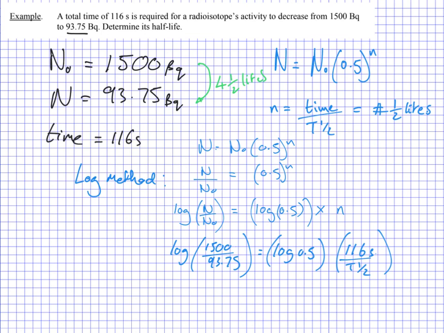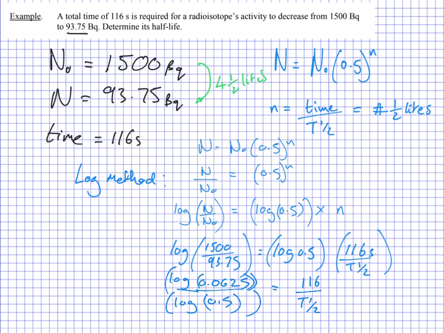So we'll keep going. 1500 divided by 93.75 is 0.0625, and that's going to be the log of that, so log of that divided by the log of 0.5. Let's put these in brackets. There we go. That's going to be equal to 116 over t half.